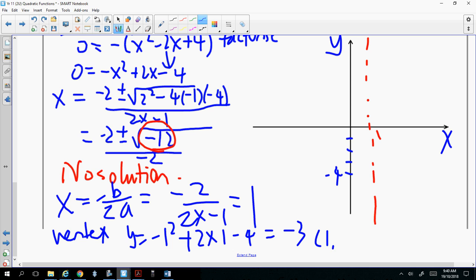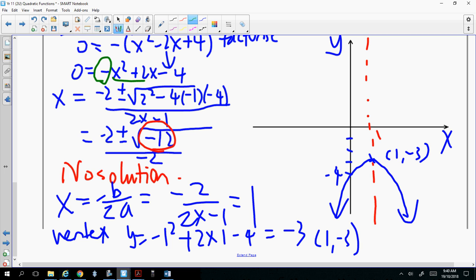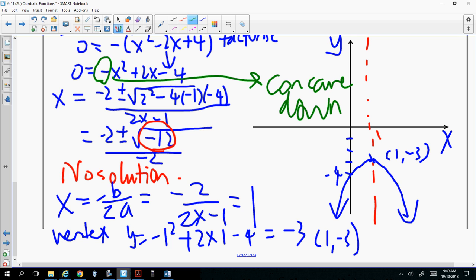So you only get 2 points to join, and the parabola is concave down. How do I know it's concave down? Because of the negative there. Concave down. Alright, so hopefully you'll be able to sketch a variety of parabolas in different forms. We've got one more page to go through.